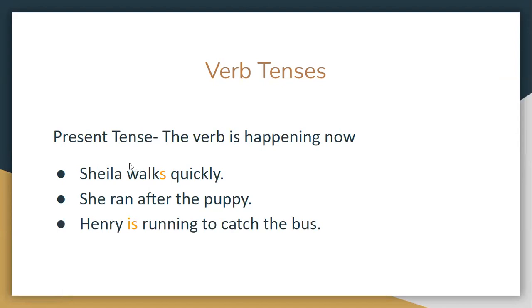We could also have verbs that take place in the present. That means the verb is happening now. Sheila walks quickly. She ran after the puppy. Henry is running to catch the bus. I should probably take that second sentence out because that is not a present tense. Notice we have walks with an S and Henry is running. So is the linking verb that's helping to show that he is doing this now. He is running at this very moment.